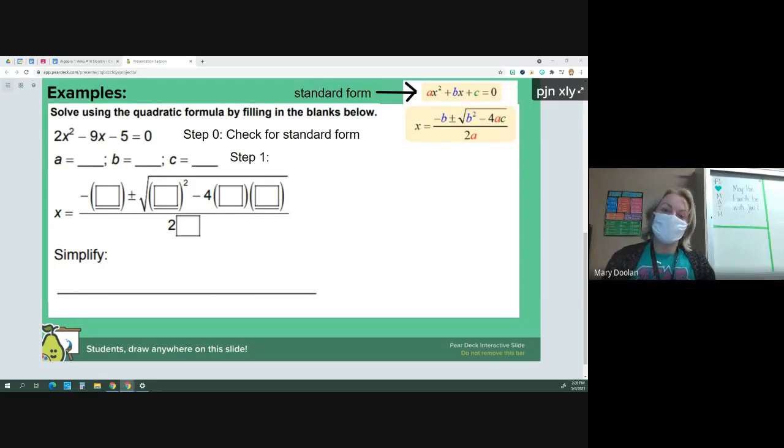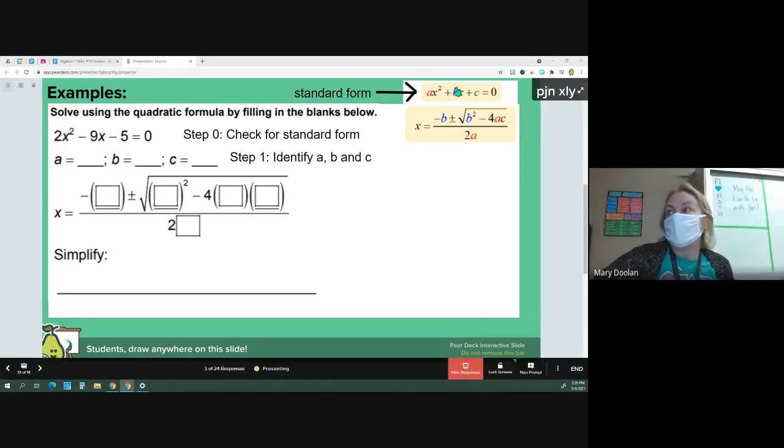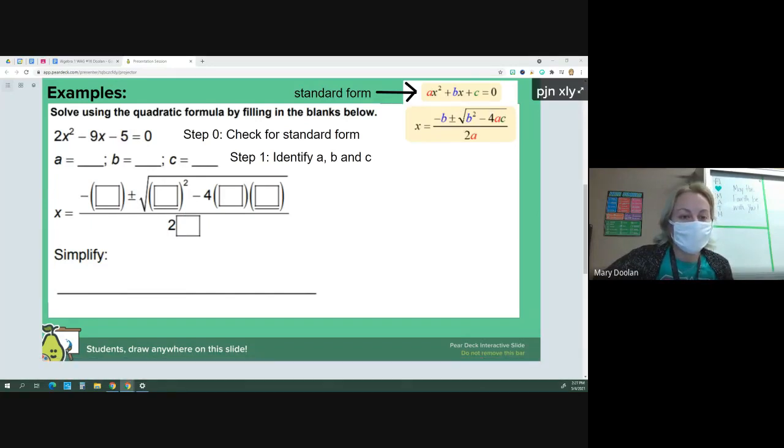Identify a, b, and c. That means we want to know what numbers are a, b, and c. And I'm just going to use the same colors that they are showing you up here. So a is whatever's in front of the x squared term. Look in front of your x squared. What's the coefficient? It's 2. So I'm going to put a 2 right here.